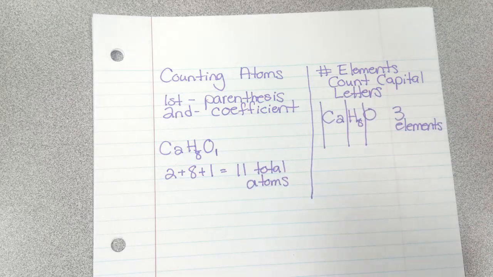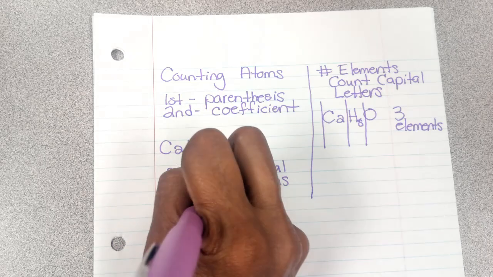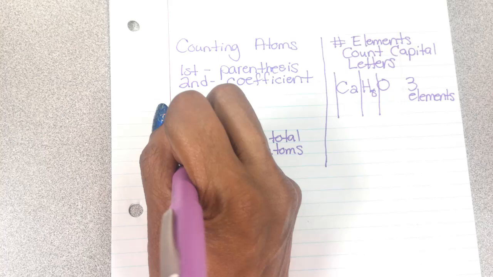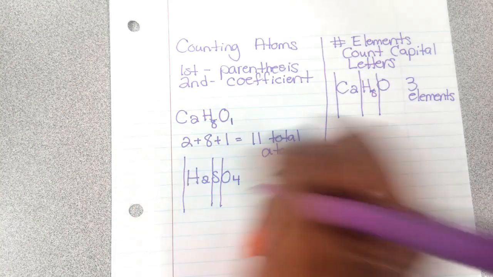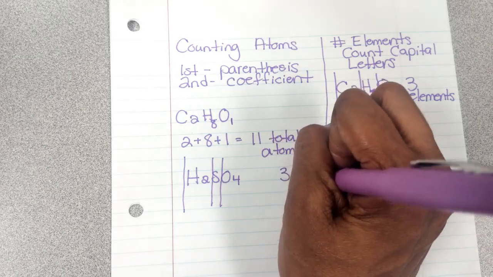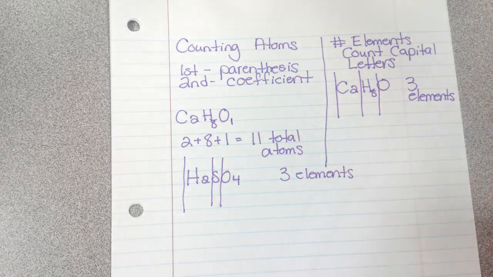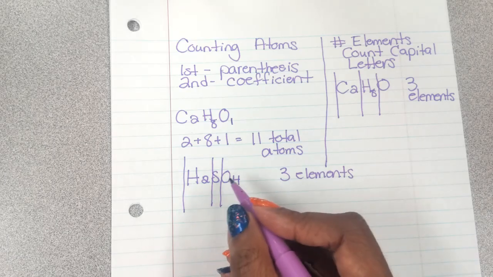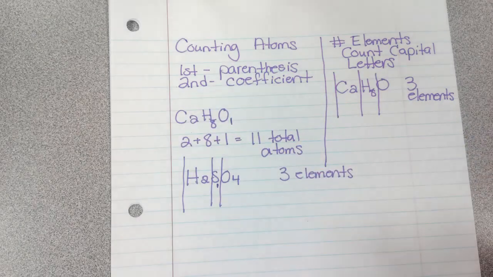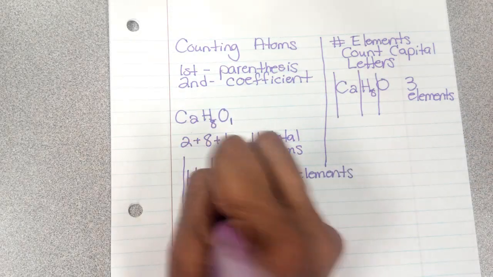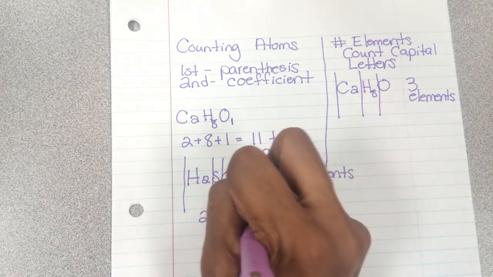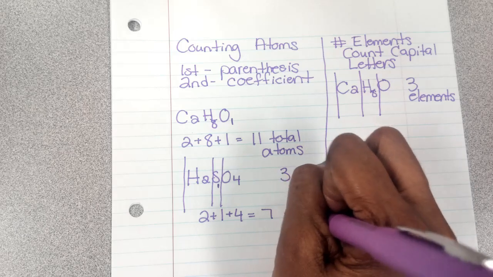Okay, let's do this one. H2SO4. What I like to do is draw lines in front of my capital letters. So I have 1, 2, 3 capital letters. So I have 3 elements. Now I want to know how many atoms. Well, you add your subscripts. Sulfur has no subscript, so that means 1. So I have 2 hydrogen plus 1 sulfur plus 4 oxygen. So I have 7 total atoms.